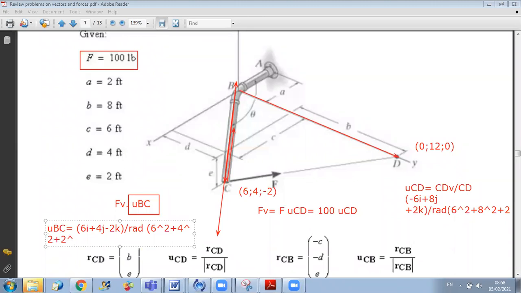Once you have all of that, now you have everything. All you have to do is apply the rule: F vector dot product unit vector of BC. So you multiply x components together plus y components together plus z components together. You get the projection. And since here we chose UBC, you will get a negative result. They chose UCB, so they will get a positive result.